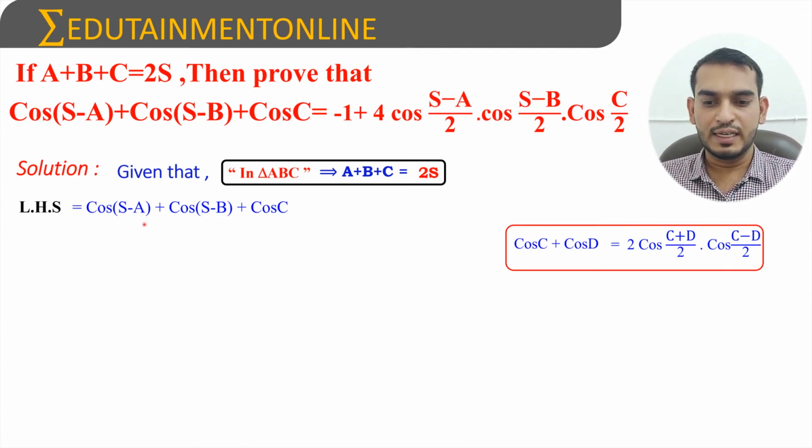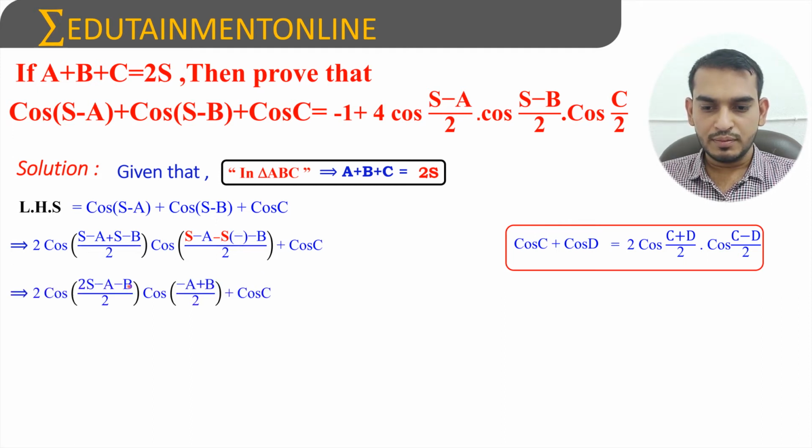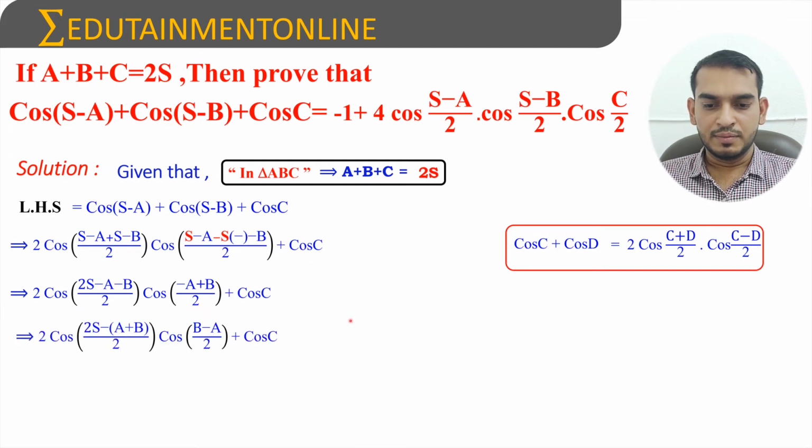So we can write this as 2 into cos, in place of C we have s minus a, and in place of D we have s minus b. So we are writing here (C plus D) by 2 and here (C minus D) by 2. So s plus s is 2s minus a minus b. Here s minus s will be 0. So we have minus of minus b as plus b, minus a, plus cos c.